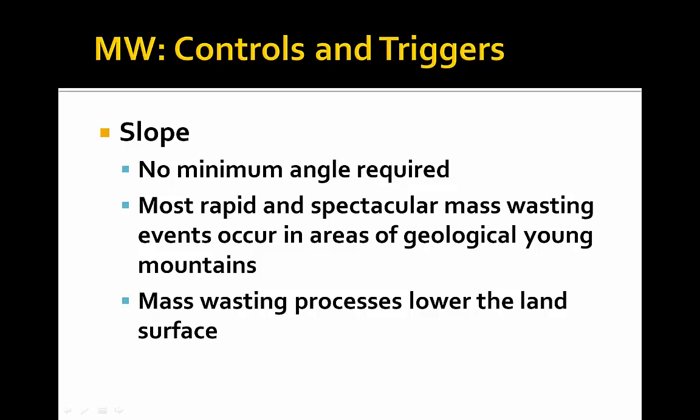There are a number of controls and triggers that allow mass wasting to occur. If you have a steeper slope, you're more likely to have mass wasting. However, there's no minimum angle required for mass wasting in general. It can be a relatively flat surface, but as long as it's not perfectly flat, then gravity can still have an impact. So there's no minimum angle required. However, if you do have steep angles, that's when you can have the most dramatic mass wasting events. All of mass wasting, and in fact all of erosion, is going to result in lowering the land surface. So again, we're just tearing things down.